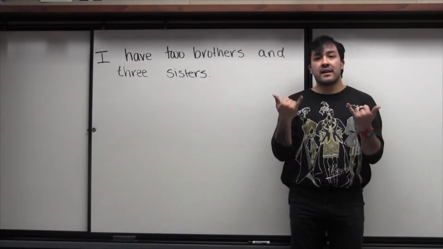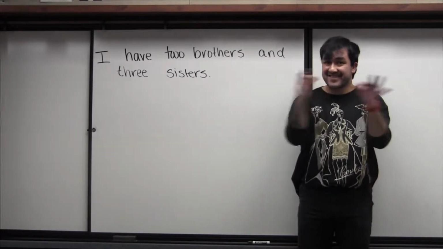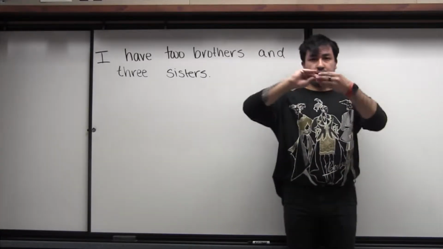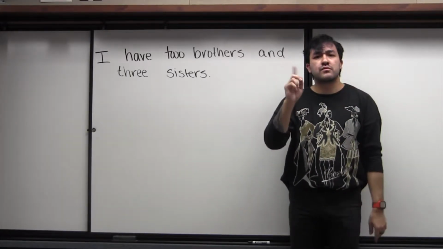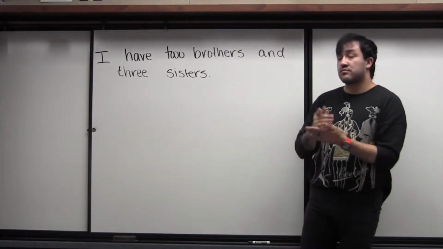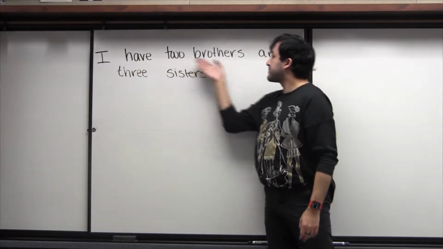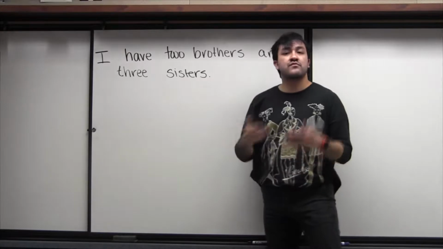Okay, so hello. Today we are going to look at only one sentence. This will be a short series, and that is numbers. So where do we put numbers in a sentence? So here's our sentence. I have 2 brothers and 3 sisters.